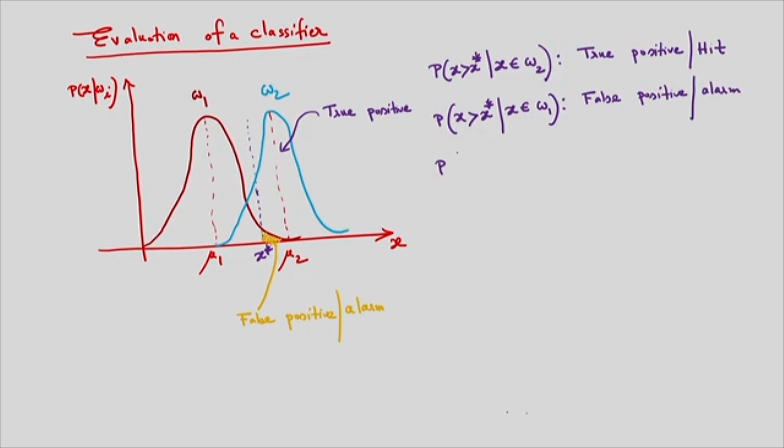Next, I am considering another condition: the probability of x less than the threshold x star, and in this case x is assigned to the class omega 2. Corresponding to this portion, I can consider it as a false negative. Actually the class should be omega 1, but I am considering it as omega 2. So this portion is the false negative, that is, the miss, the misclassification.